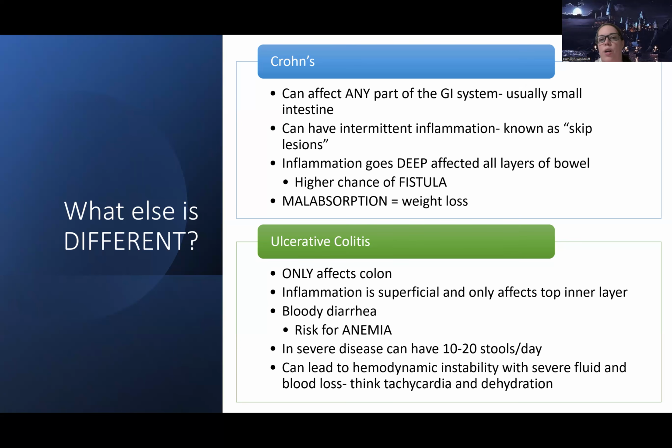And then for Crohn's, it's also that they're going to have inflammation that goes super deep. It goes all the way through all the layers of the bowel.